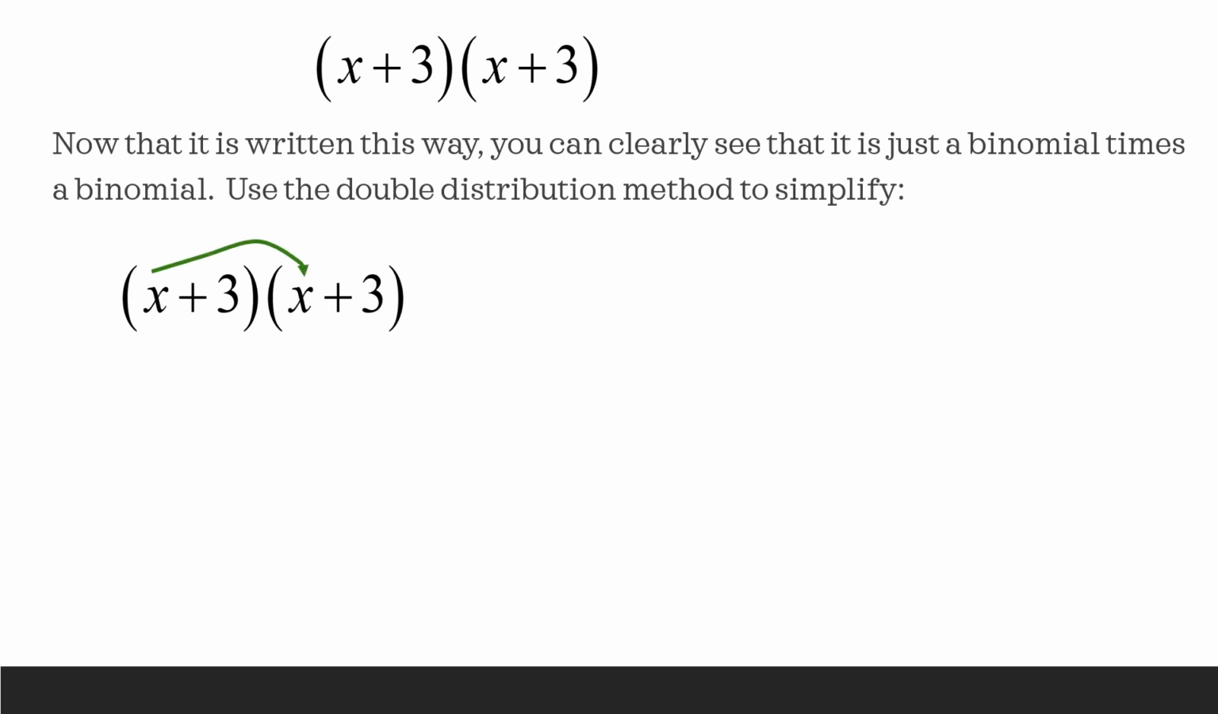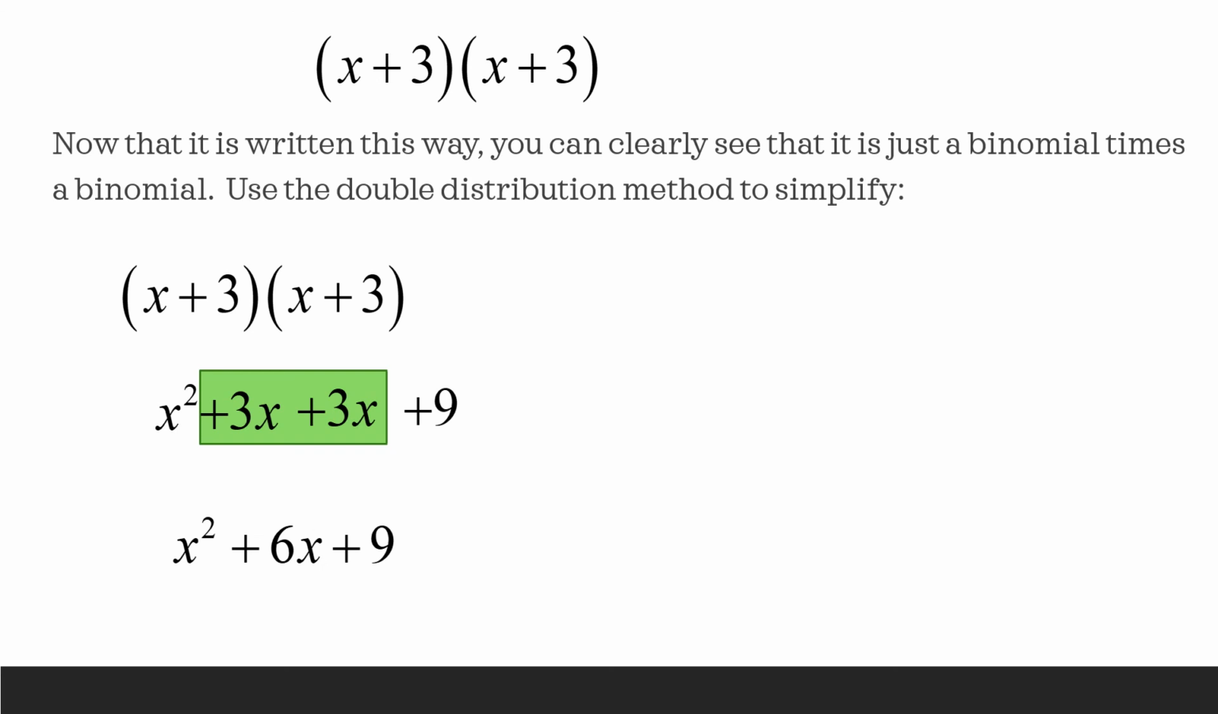So you're going to multiply the two x's together to get x squared. X times 3 will give you 3x. 3 times x will give you 3x, and then 3 times 3 will give you 9. Your middle terms are your like terms, so you will combine those, and you'll have x squared plus 6x plus 9.